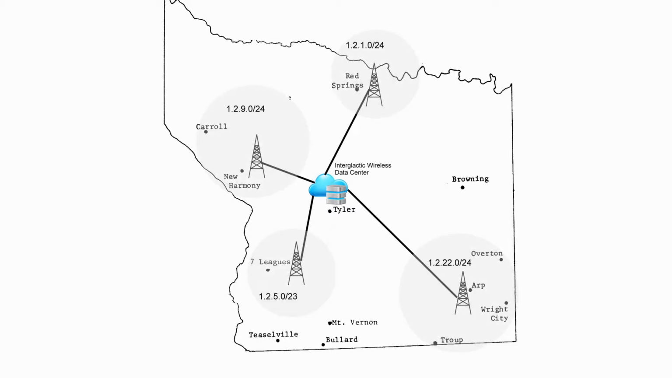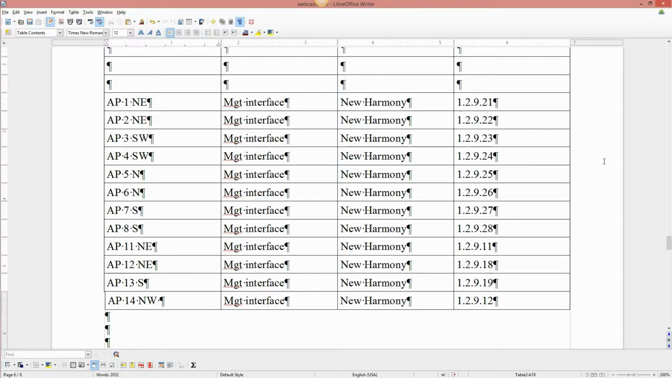Each tower's service area has its own distinct network. New Harmony's tower already has multiple access points. A few hours ago, the crew added yet another access point to the New Harmony tower. This one is orientated to the northwest. This new access point has been installed, powered up, and has had its IP address configured.